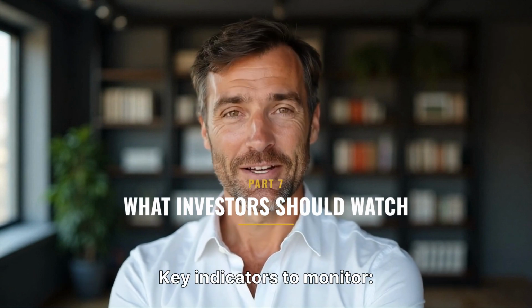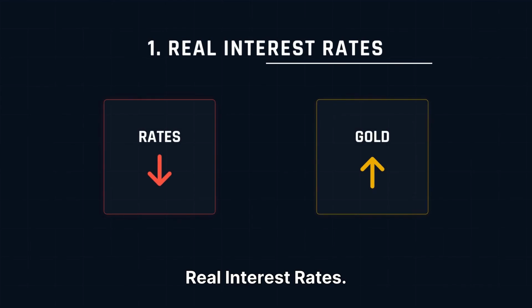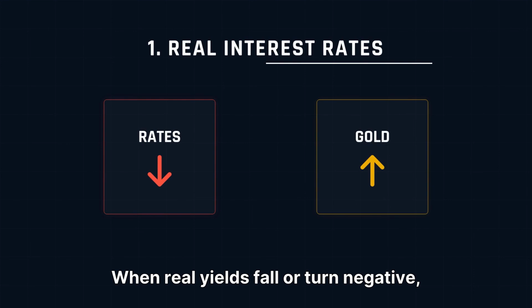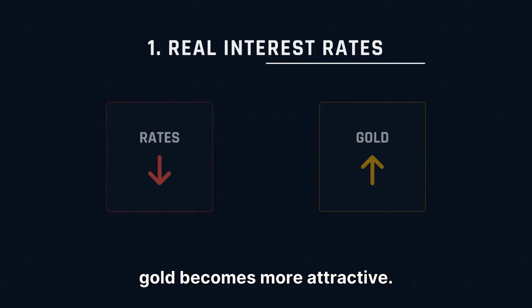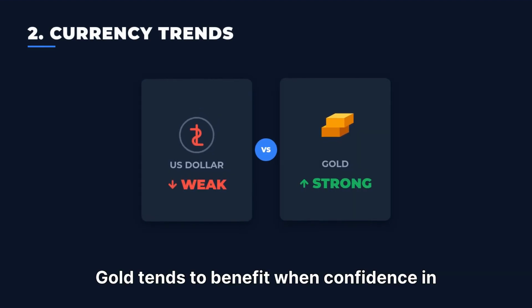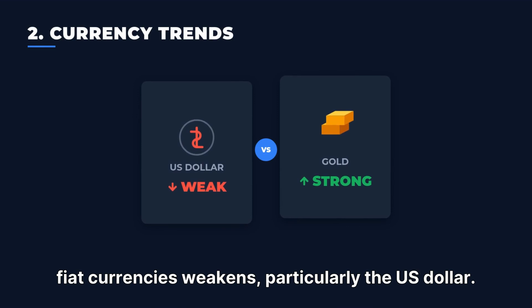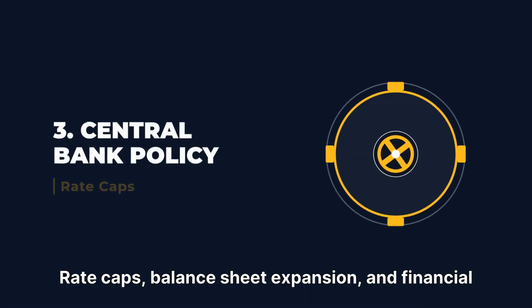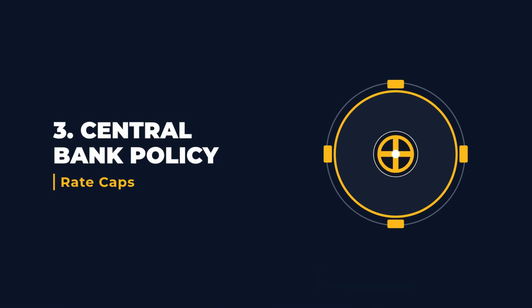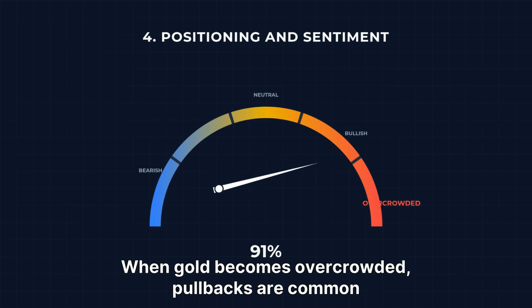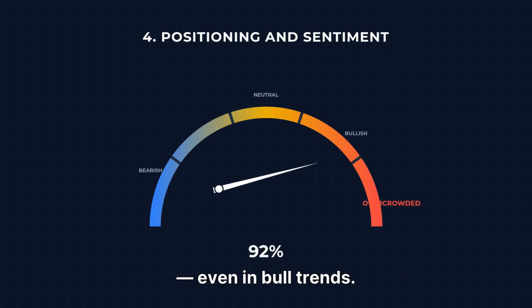Key indicators to monitor. 1. Real interest rates. This remains the most important driver. When real yields fall or turn negative, gold becomes more attractive. 2. Currency trends. Gold tends to benefit when confidence in fiat currencies weakens, particularly the US dollar. 3. Central bank policy. Rate caps, balance sheet expansion, and financial repression support gold long-term. 4. Positioning and sentiment. When gold becomes overcrowded, pullbacks are common, even in bull trends.